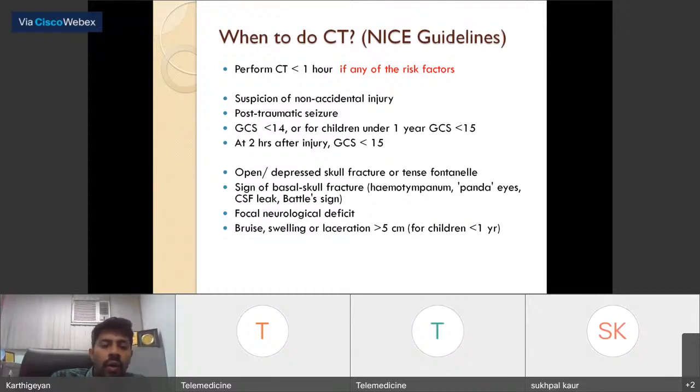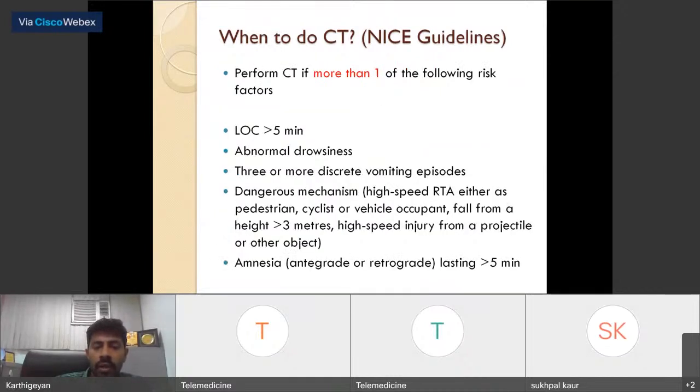These can be black eyes, CSF rhinorrhea, CSF otorrhea, and bruising behind the mastoids, which is commonly known as Battle's sign. Or if the child has any focal neurological deficits like hemiparesis, cranial nerve deficits, or any obvious signs of external injuries. So if any of these risk factors are present, it is advised to get a CT within 1 hour.